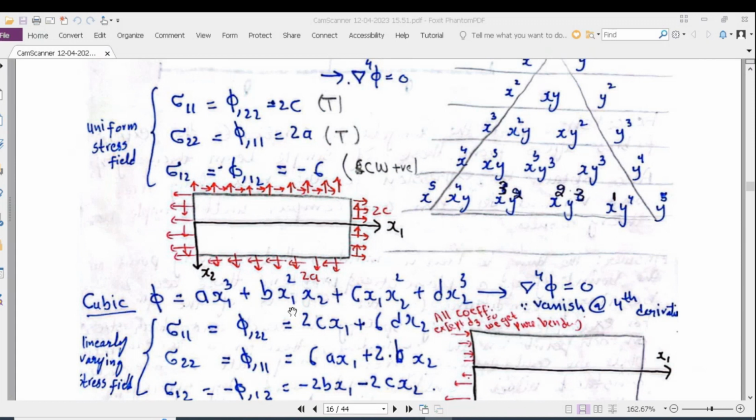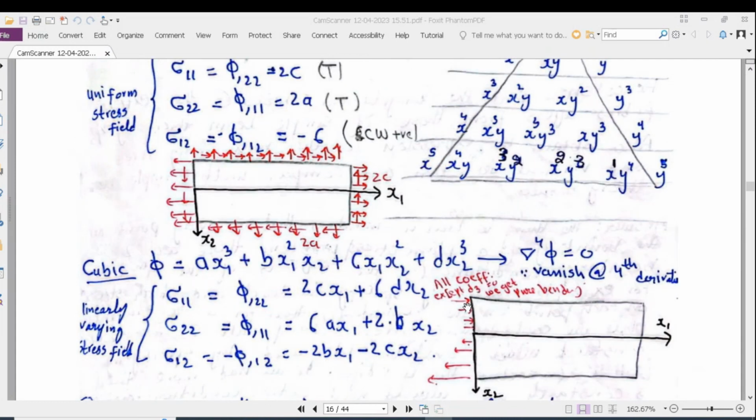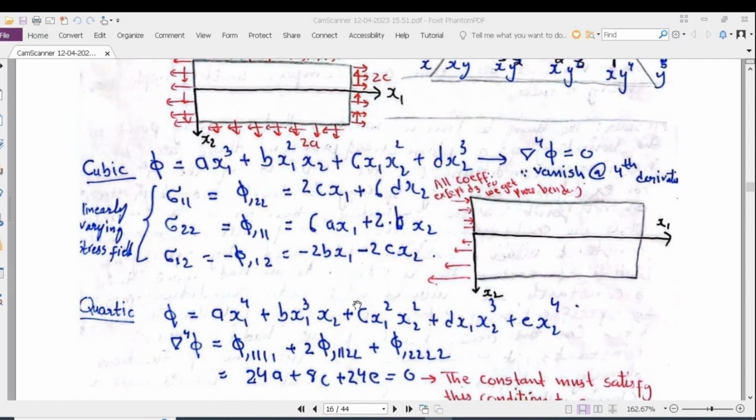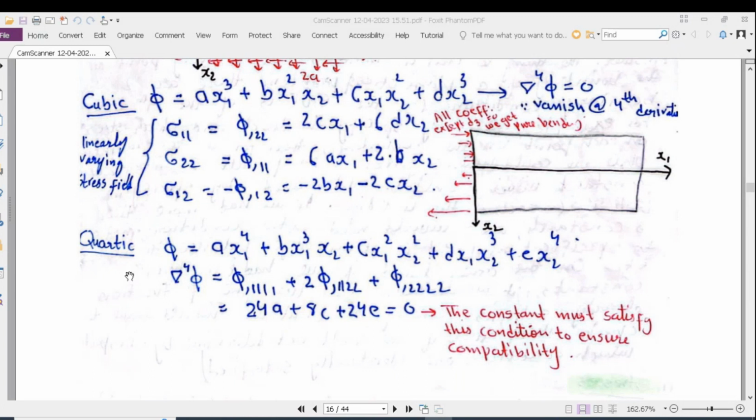In the case of cubic polynomial function, again, the compatibility equation is satisfied. The stress field is varying linearly, as can be seen that the terms involve first degree of the variable. The cubic polynomial function can be used if we have got a cantilever deep beam. Similarly, in the case of quartic, we have all the variables of degree 4, and in this case we end up with a compatibility equation. The compatibility equation is not satisfied automatically, so we get some constants, and the summation of these constants must be equal to 0 in order to satisfy the compatibility.